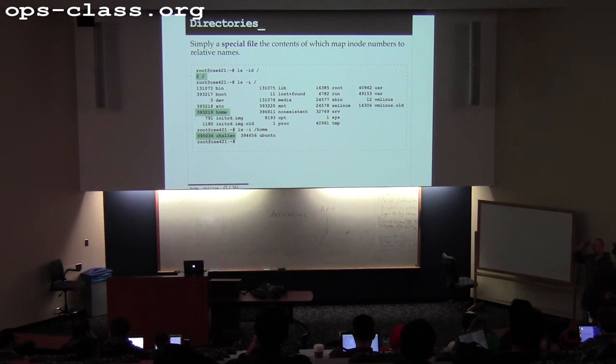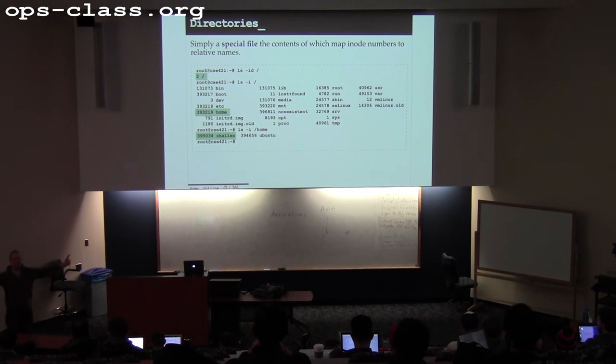Has anyone used proc indirectly? How many people have used proc indirectly? Everybody raise your hands, because I think you all have. How? What tool uses proc? Top and PS. Yes, good answers, right? So all top does is every second or so, it just rereads a bunch of stuff from proc and redraws a display. That's it. You can look at the code yourself.